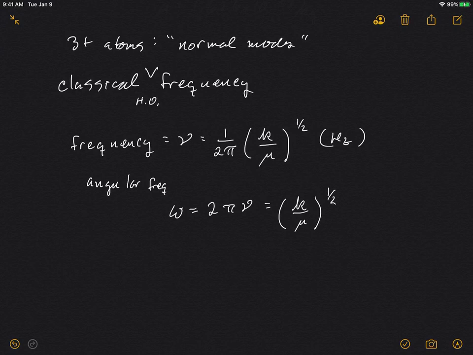So if we know the reduced mass of a system, we know the masses of the atoms involved, and we observe the frequency somehow, then we can determine the spring constant k, for instance. Or if we know k and mu, we can calculate the frequency that we expect for that given spring constant and reduced mass. And we can look at things like isotope effects. What happens if we change the mass of one of the isotopes and that changes mu, and how is that going to change the frequency?